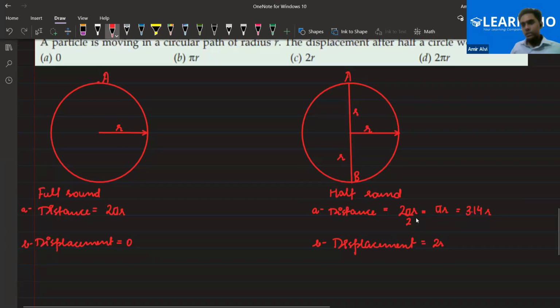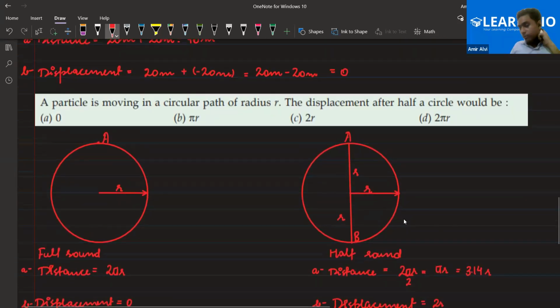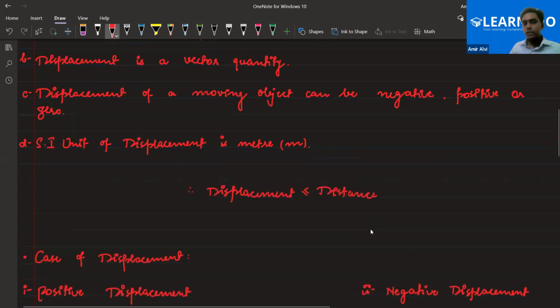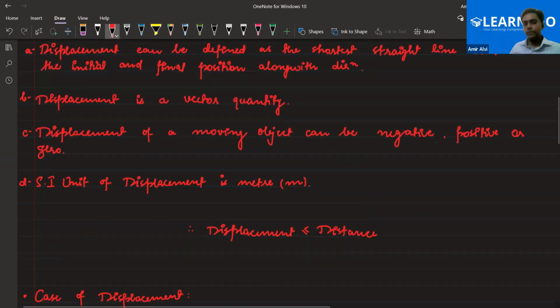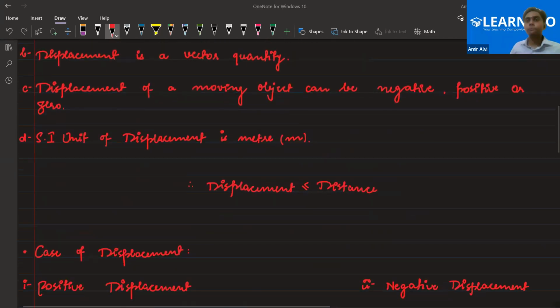Please let me know, everyone, is this clear to you or not? Zero displacement, positive displacement, negative displacement, all the things that are there. This condition. Okay? That's great.